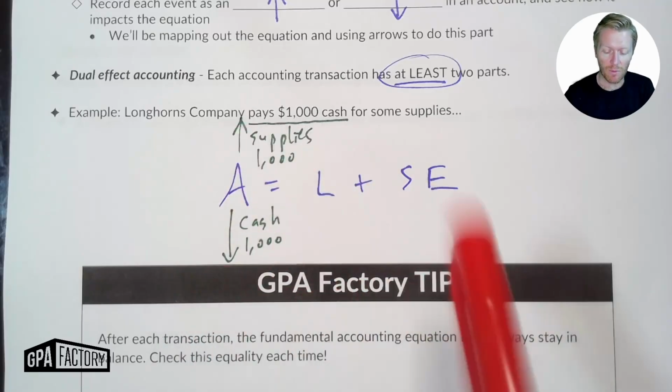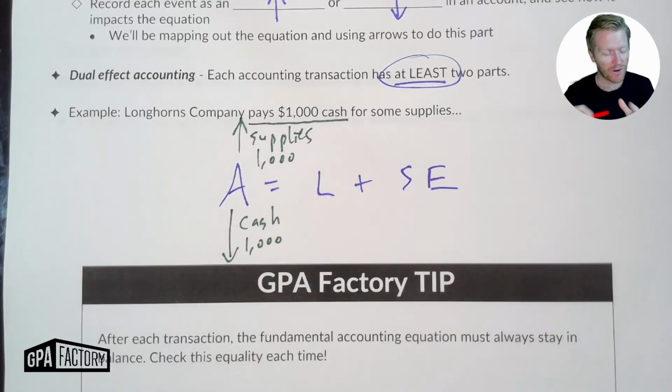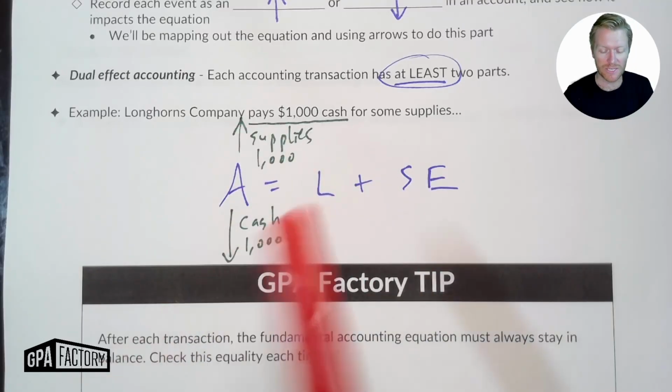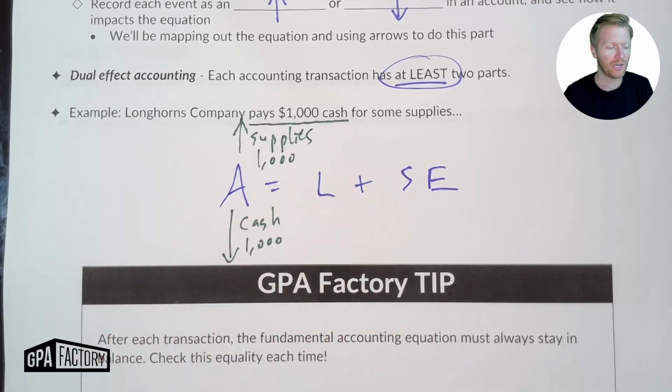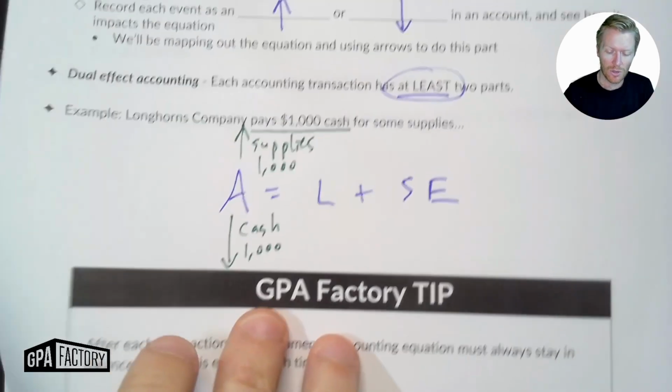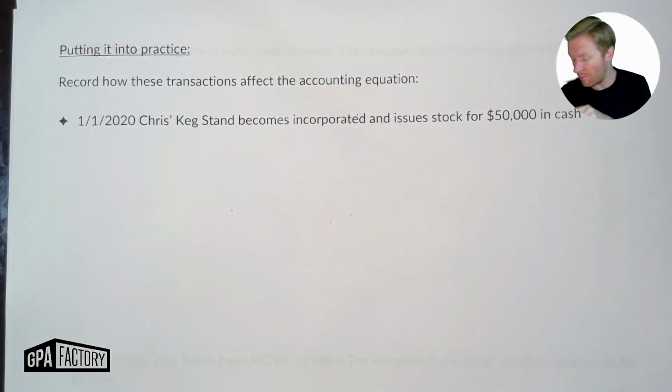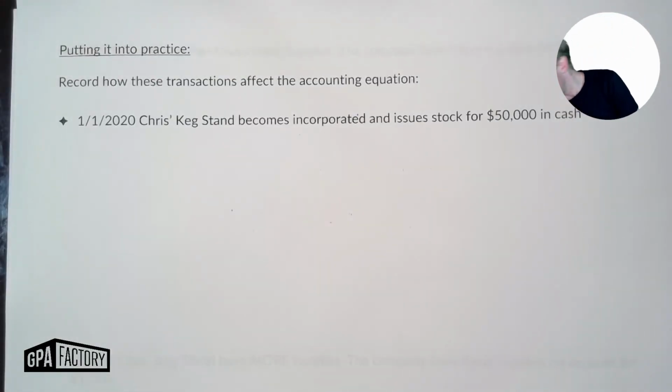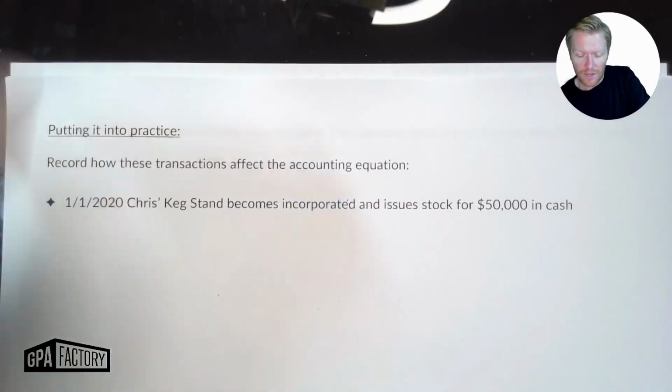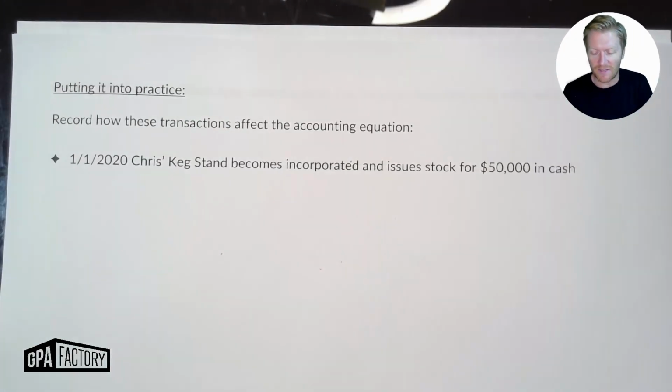So that is going to be what we're doing here. Notice that there's no debits and credits. There's no additional terminology. We're just taking our fundamental accounting equation and we're doing some up arrows and some down arrows. That is transaction analysis in a nutshell. Moving along to do some more practice. We're going to put this into practice over and over and over again. We're going to record how these transactions affect the accounting equation.